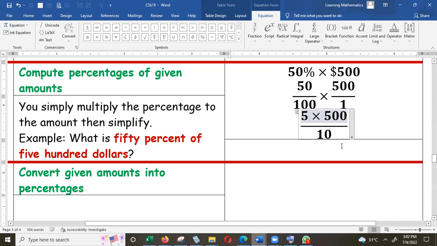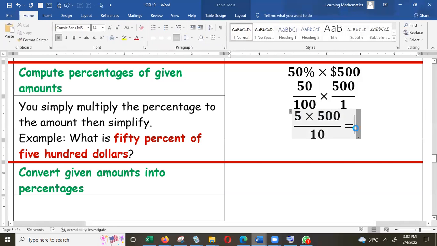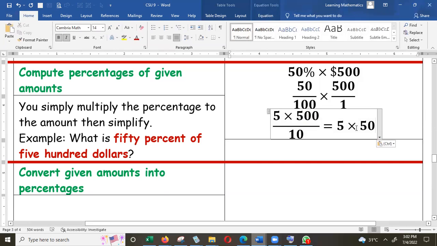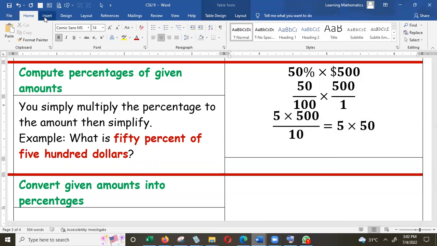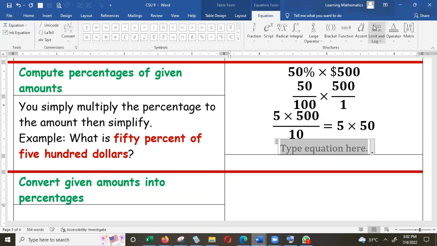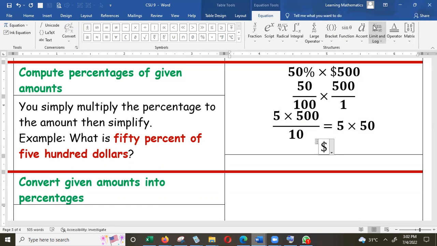Now, since we are dividing by 10, 10 into 10 once, 10 into 500, 50 times. So what we are left with is 5 times 50. And 5 times 50 is 250, because 5 5s are 25 and a zero, 250. So 50% of 500 is 250.